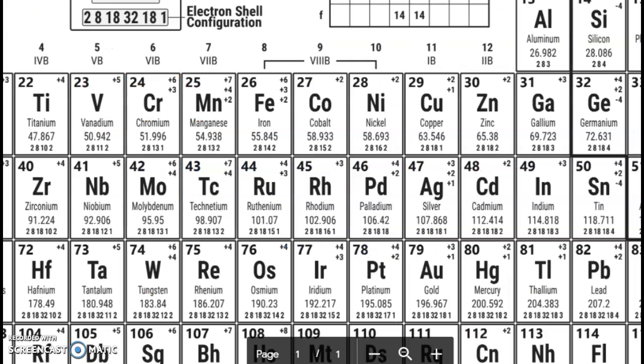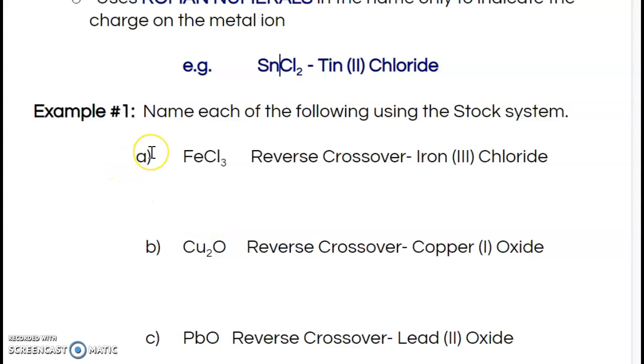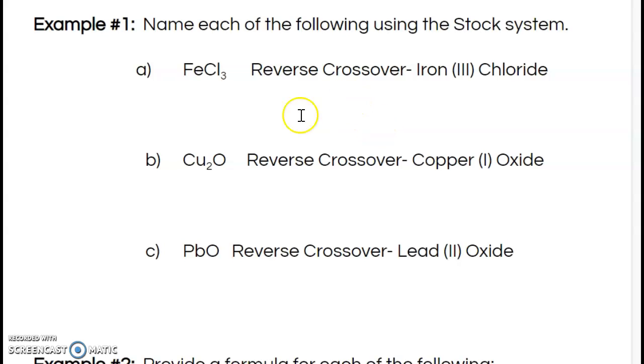Okay, and if we go to our periodic table, we look for tin, right here. We see that tin does in fact have an ionic charge of +2, so it would be a tin 2 chloride. Okay, so for each of these, I'll walk through them with you, and then I'll give you a couple examples for you to do by yourself. So name each of the following using the stock system, the Roman numeral system.